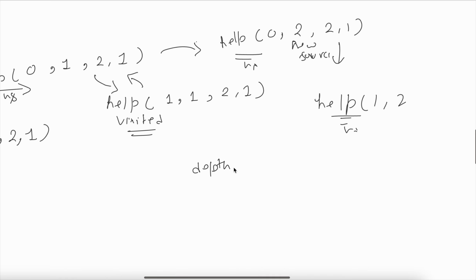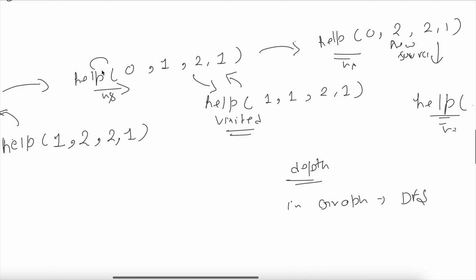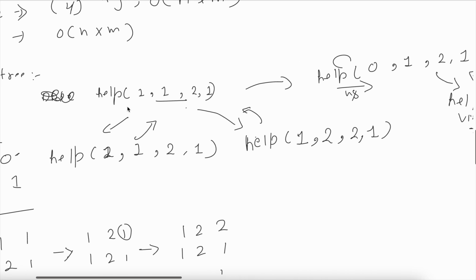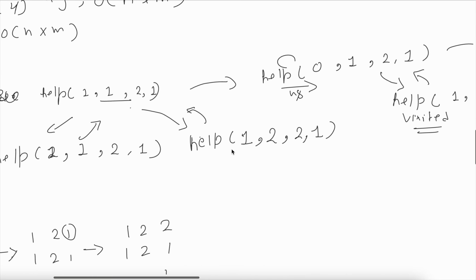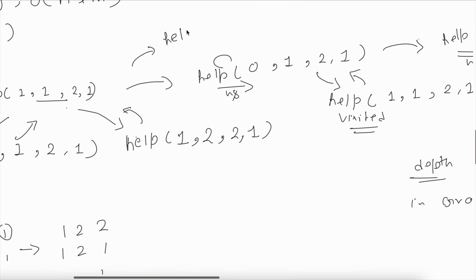So that's why in graphs it is called DFS, depth first search. You travel into depth, then you return here, then you explore other conditions. You can see first you have traveled this path, you didn't get anything, you travel this path completely, then you return here and do help 1 comma 0 2 comma 1, then you explore this path completely.